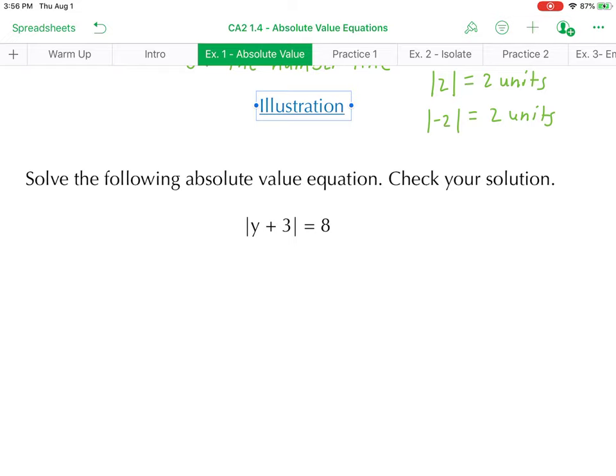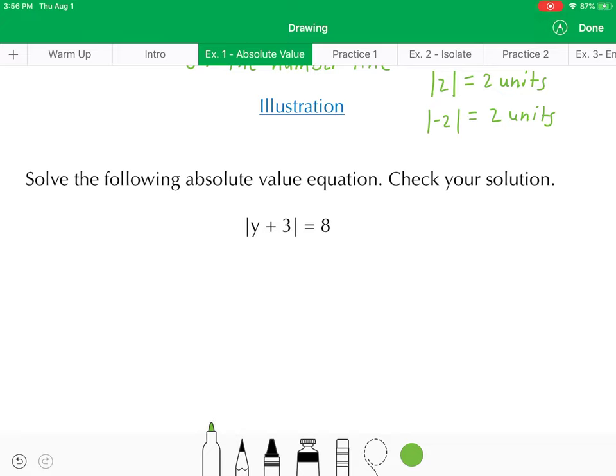I know that the expression that's inside the absolute value, so this y plus 3, there's a positive version of it that should equal 8, and there's a negative version of it that should give me an absolute value of 8 as well. So let's start with the positive case. Let's just take that y plus 3. Think of that as a positive quantity and equal it to 8. Solving, you get y to equal 5.